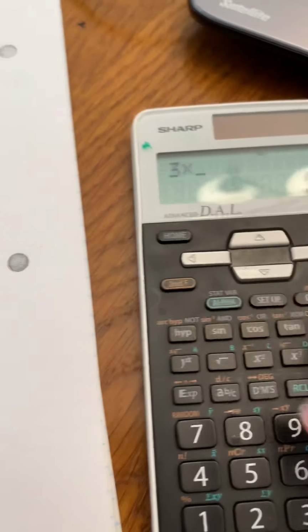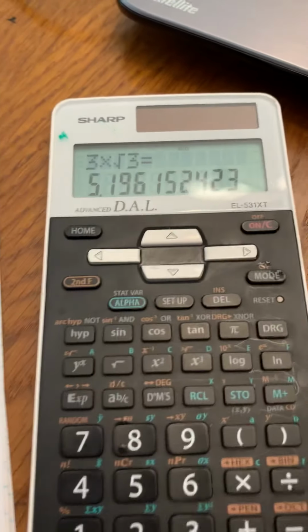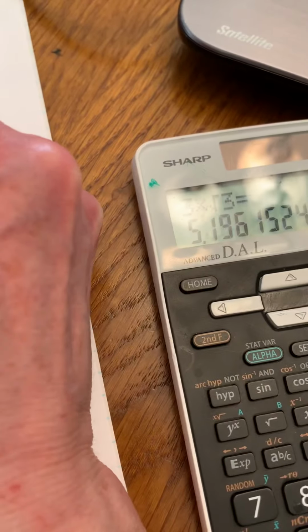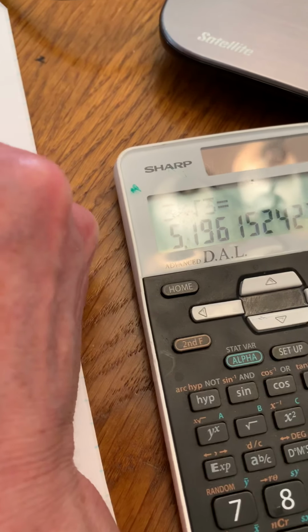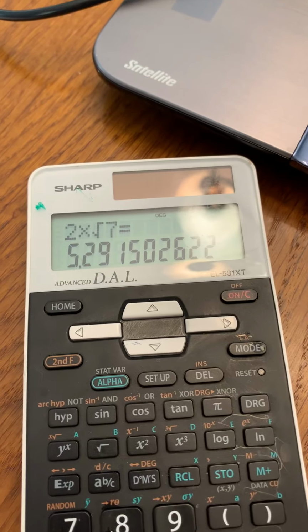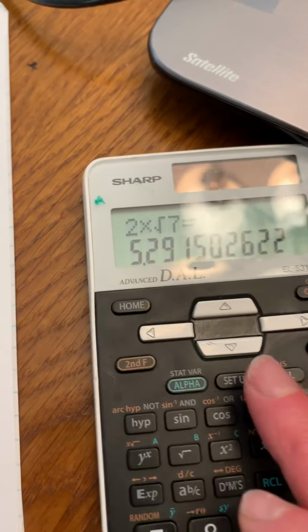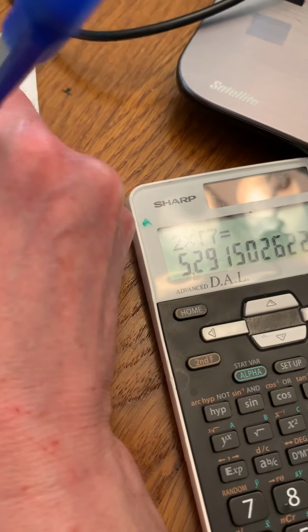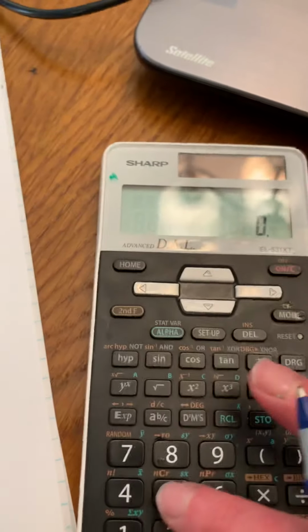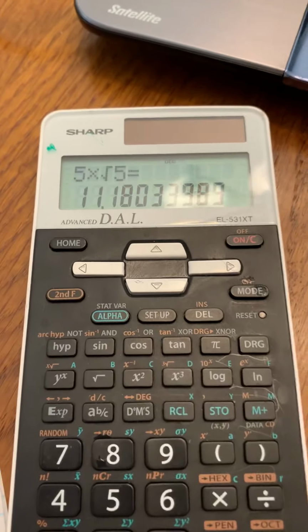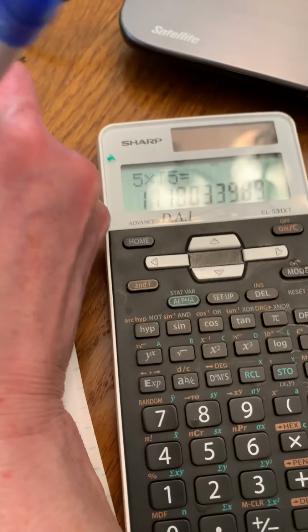3 times root 3, and we're going to get 5 and 2/10ths, we're going to round to. I'm just going to circle these so I don't get them confused. We're going to keep going. 2 times root 7, and we get 5 and 29/100ths, so that was close, but this one's a little bit bigger. And then finally 5 times root 5, and we get 11 and 18/100ths.